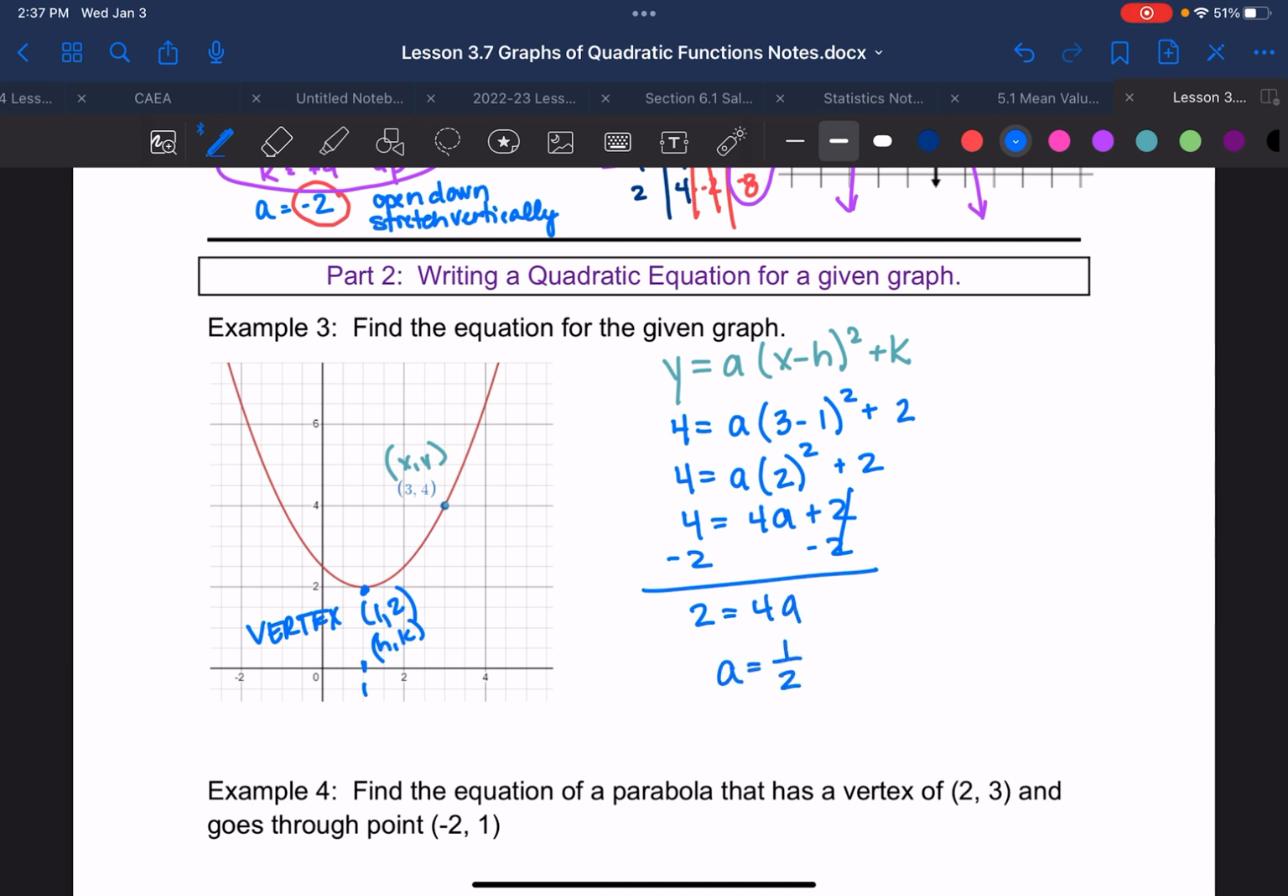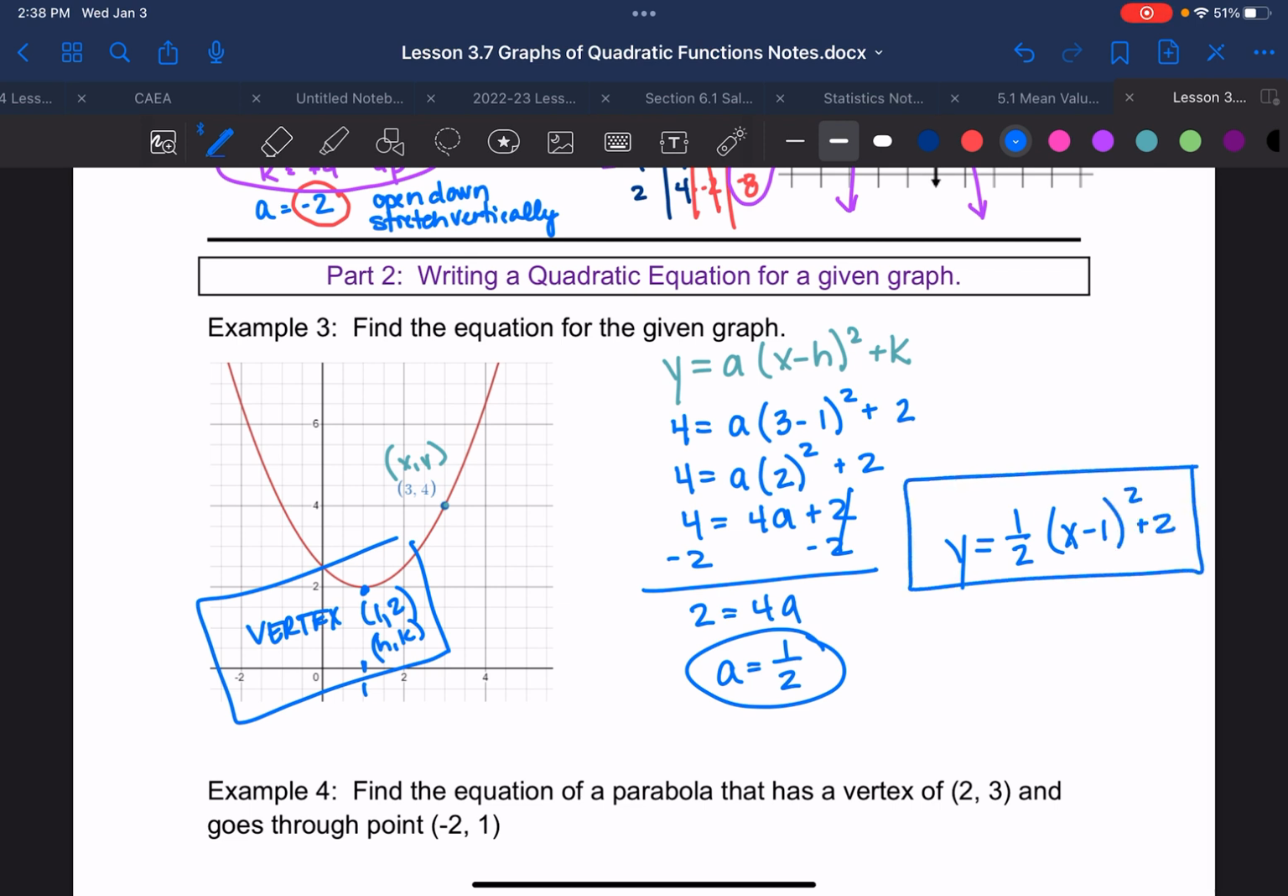Be careful when you divide that 4 that you don't divide the 2 instead. Once I have a, I'm going to use my vertex and my a to write my equation. I'm not going to need that 3, 4 anymore. A is 1/2, H is 1 and K is 2. Now we can always expand that to put that in standard form, or we can leave it in vertex form depending on how they ask us to leave it.